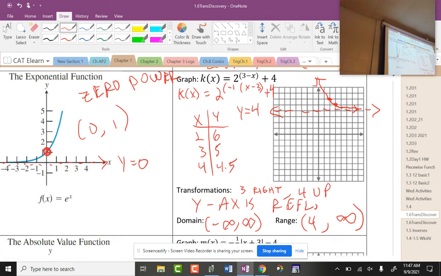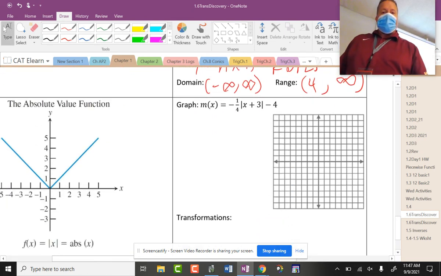All right, now the last thing. How many people are actually doing their homework during all this? Oh, wow, nice. The very last one, you're going to use your graphing calculator, okay?